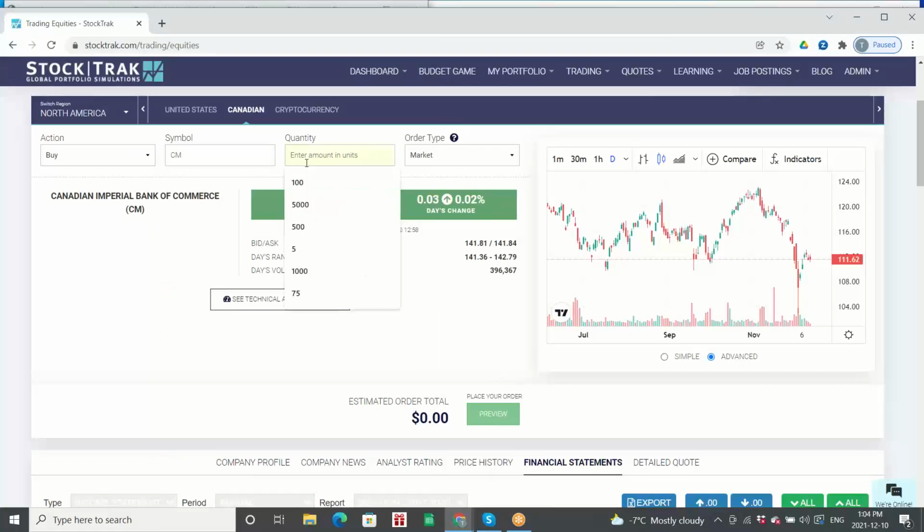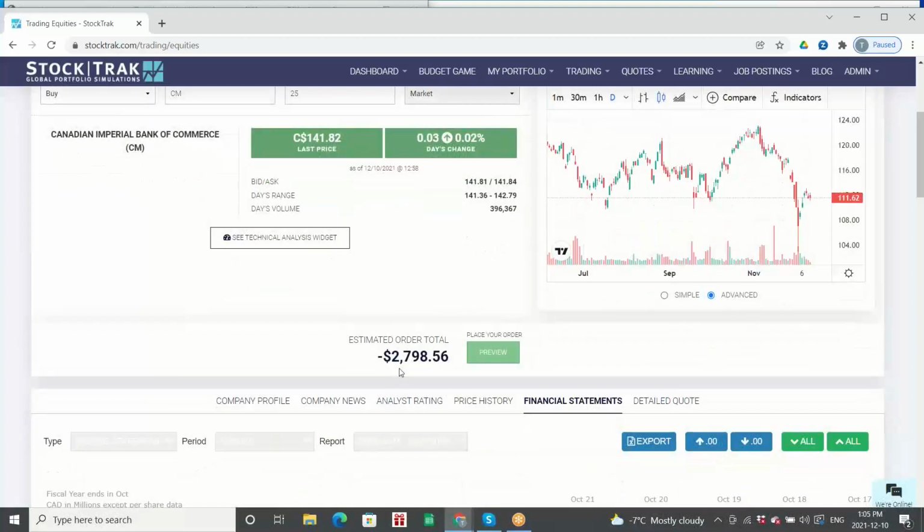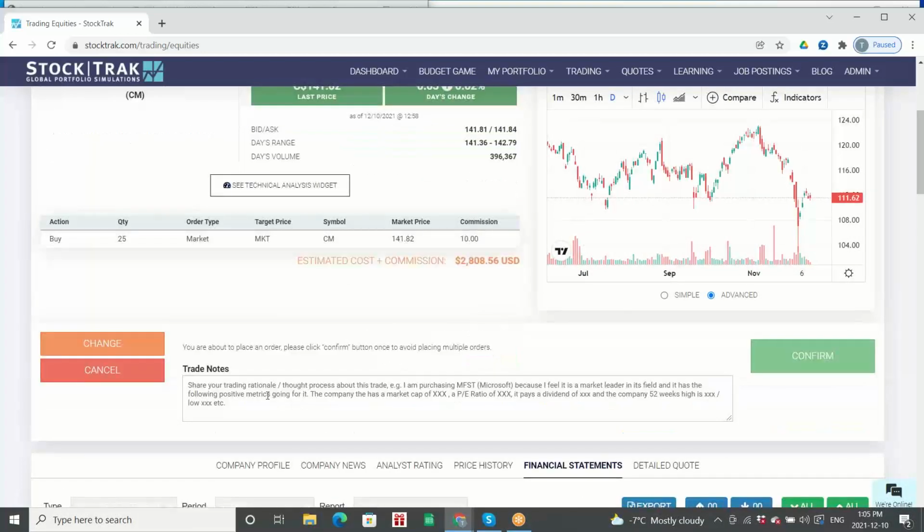So I'm going to go buy 25 of those. I'm going to pay at market price. It's giving me an approximate estimated order. So I'm going to go ahead and preview that. And I'm going to put in my trade note. Remember we talked about trade notes? So I'm going to say I like CM, pays a good dividend, and I'm just going to abbreviate dividend, long-term buy. So I'm just going to go ahead and confirm that.